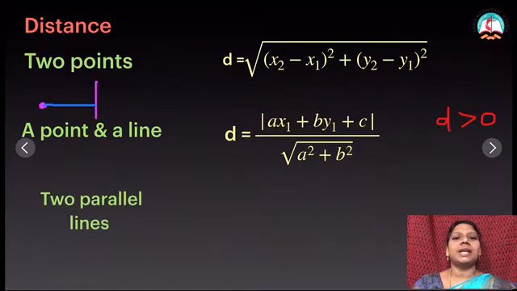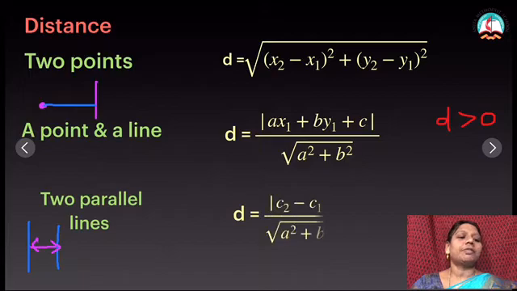The distance between two parallel lines. I told you earlier, parallel lines means the distance will be the same throughout. So it is enough for me to find only one distance between them. Also we know that parallel lines differ only by their constant. The coefficients of x and y will not change. It changes only in the constant.